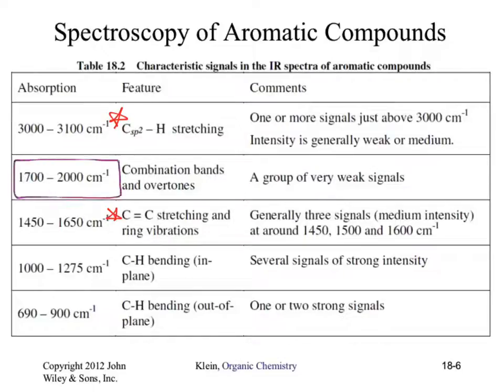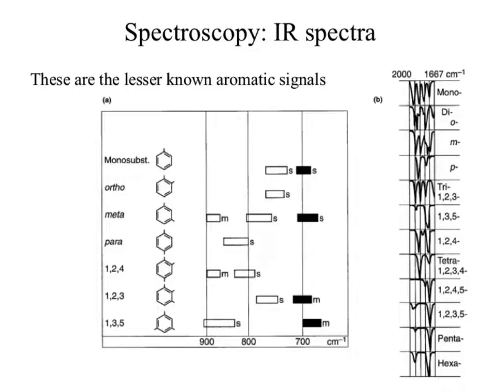You can look in the 1,700 to 2,000 range. They are very small peaks, but sometimes they show up, and the number of peaks and their intensities can tell you something about where your substituents are located on the aromatic ring. So it gets you lots of useful information by looking there. By that same token, in that 690 to 900 range, you can also get an idea of the substitution patterns.